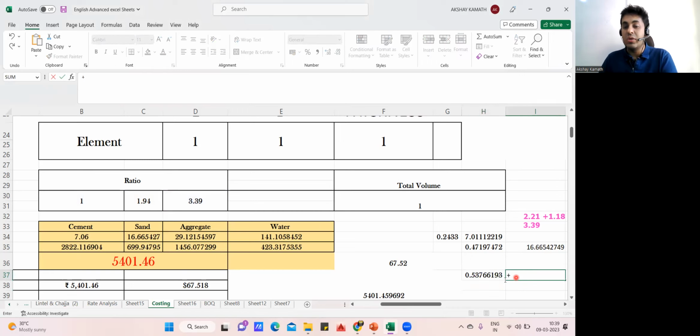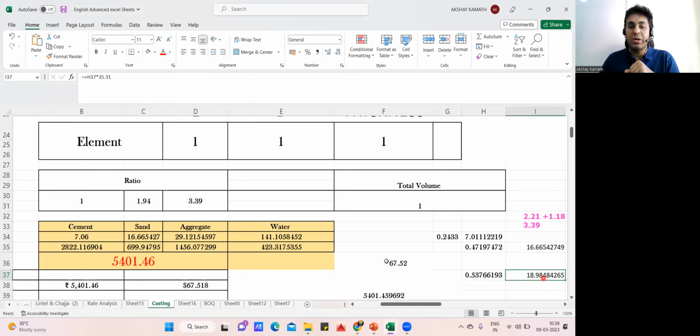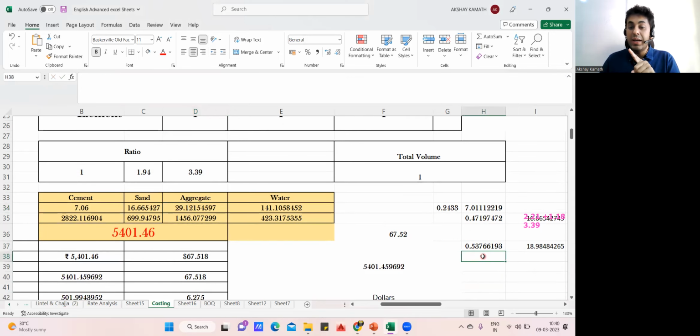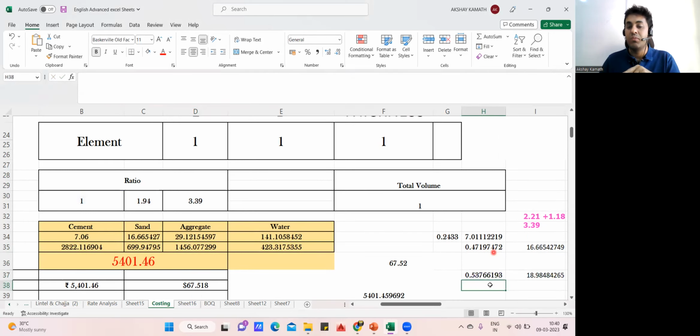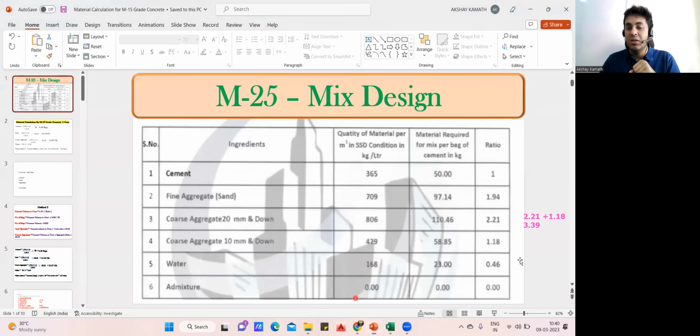You'll get the answer in cubic meter. So whatever answer you get, you multiply this by 35.31, you'll get the answer in CFT, which is 18.98 CFT. But here you are getting 29 because this answer is including both 20 and 10 together. Now I'll do one more. I'll do it for 10 mm and below. And then if I add both, I'll get the same answer, and I'll do the same calculation in front of you. Before that, I'll check the value I have taken here. So for 10 mm and downsize, it is 1.18. So remember 1.18.